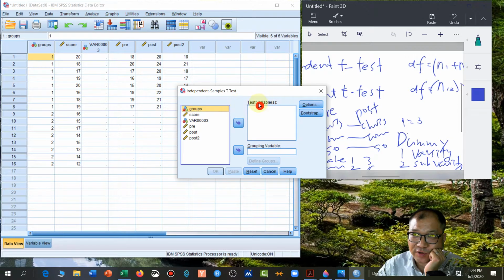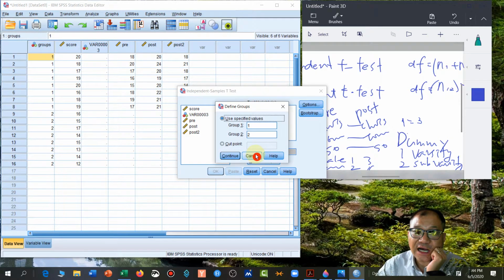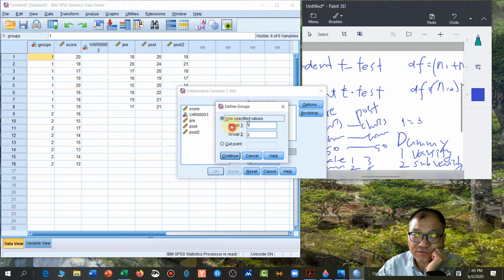Now you have different variables: 1, 2, 3, unknown, pre, post, and I added a post number 2 later. What you are interested in right now is comparing groups, right? So group should be here. And now you cannot really move on to next options. You need to define how you defined your group. So click here. Let me do it again.